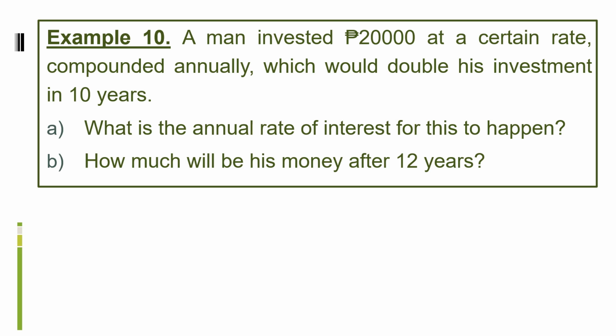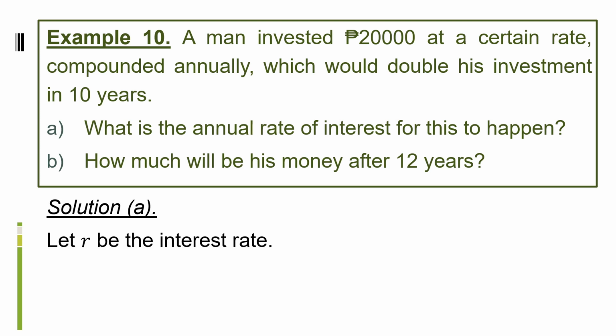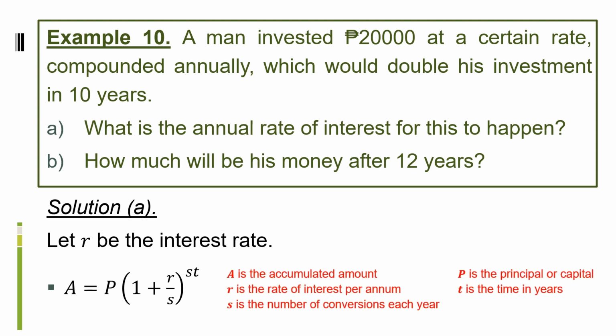A man invested 20,000 at a certain rate compounded annually, which would double his investment in 10 years. What is the annual rate of interest for this to happen, and how much will his money be after 12 years? So to answer A, we let R be the interest rate, and we know that the formula for the accumulated amount for a compounded interest is A equals P times 1 plus R over S raised to ST, where A is the accumulated amount, R is the rate of interest per annum, S is the number of conversions each year, P is the principal or capital, and T is the time in years.